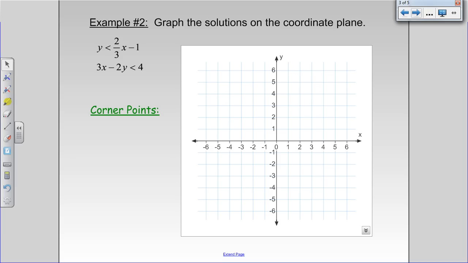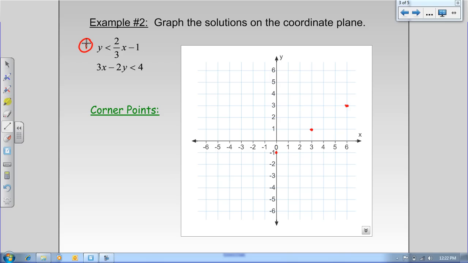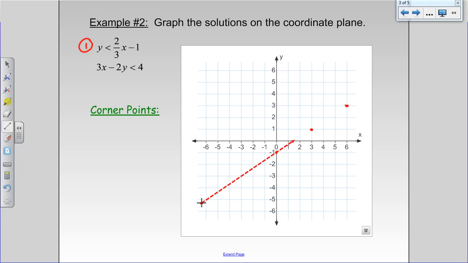Let's move to another example. Again, we'll graph our first inequality's solutions in red. In this case, the boundary line is y equals 2/3 x minus 1. This is a line having a y-intercept of (0, -1) and a slope of 2/3. So we can find more points by using a rise of 2 and a run of 3. And we see a less than sign, so we will use a dashed red line for our boundary line.